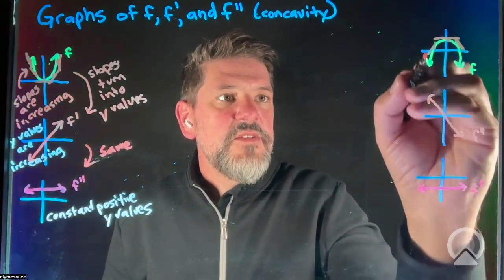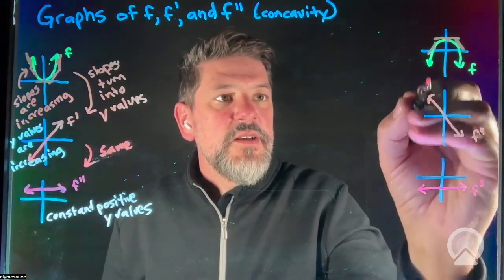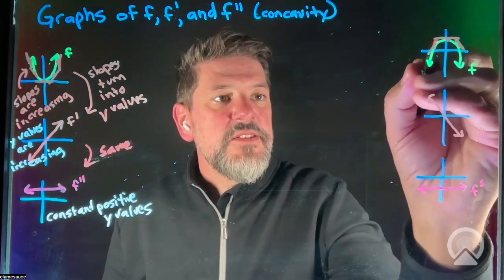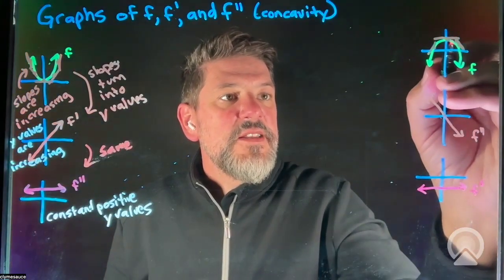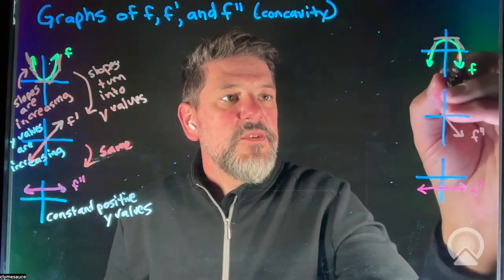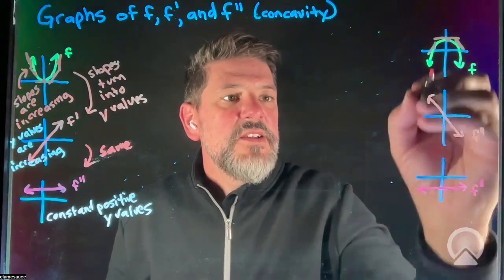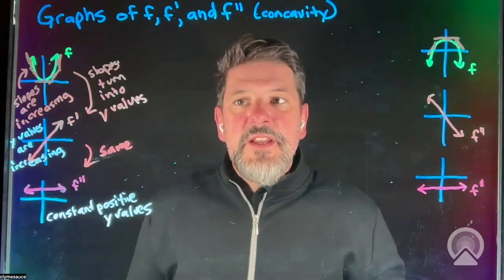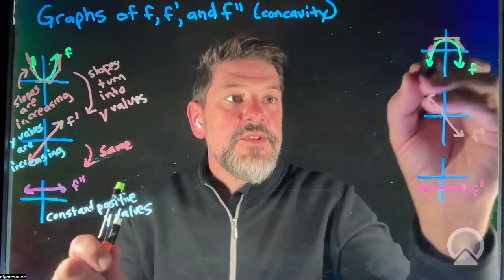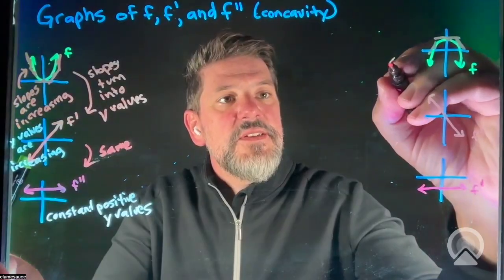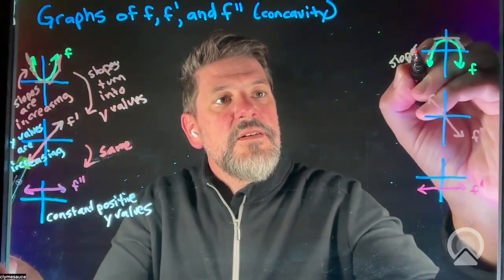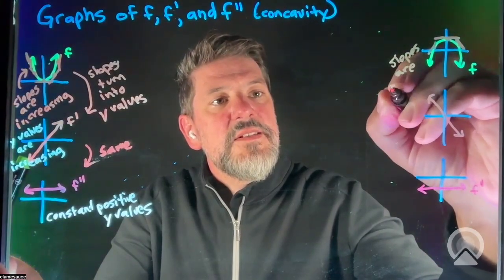So zero slope, zero y value. Positive slope of the tangent line, positive y values. These are positive y values. Negative slopes of the tangent line, negative y values. So that's how we get from here to here. In addition, the slopes here are constantly decreasing. So the slopes are decreasing.